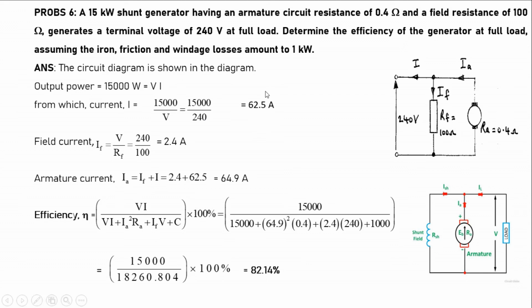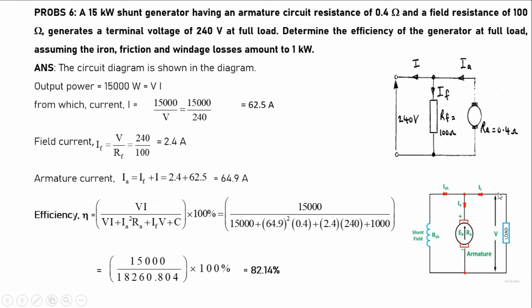This is a 15 kilowatt generator and terminal voltage 240 volts has been given. So load and terminal voltage have been given, and we can find the load current. 15,000 divided by 240 gives 62.5 amps. That is the load current here. So once you find IF and IL, IA is equal to IF plus IL, or ISH plus IL, we get 64.9 amps. Once you get IA, we can use the formula, output divided by output plus losses.